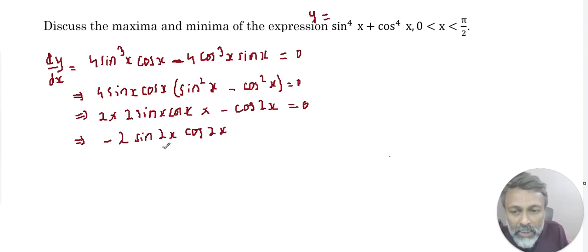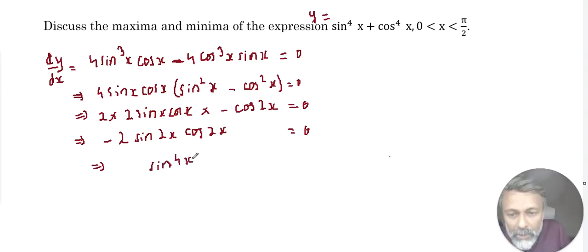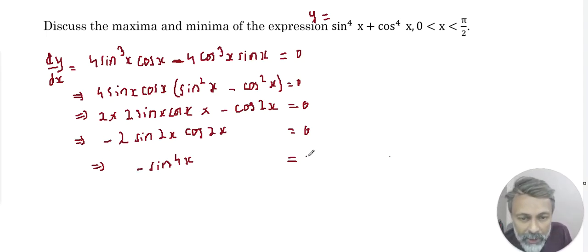2 sin x cos x is sin 2x. Can be written as, 4 can be written as sin 4x is equal to 0. And therefore, with a minus here, equal to 0. We can remove minus by dividing by minus 1. Sin 4x is equal to 0.